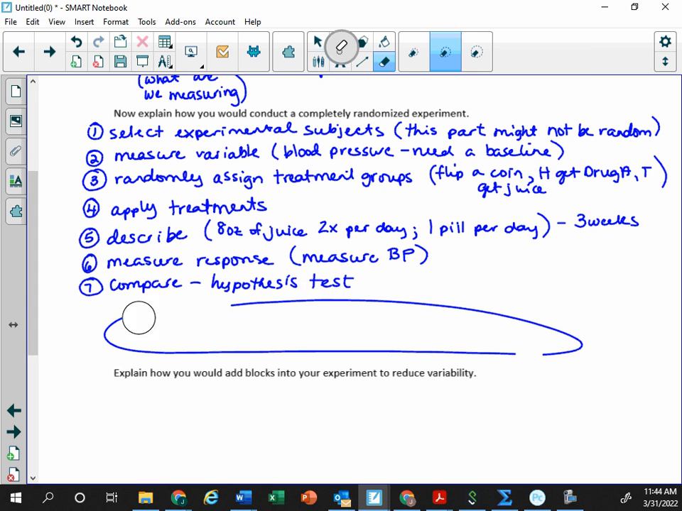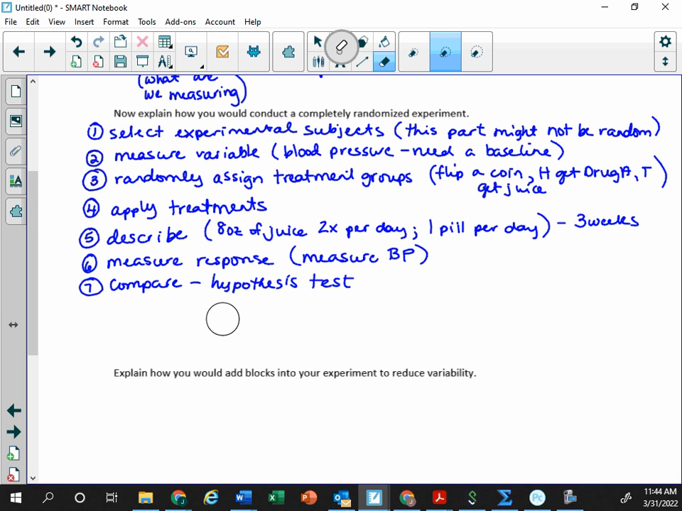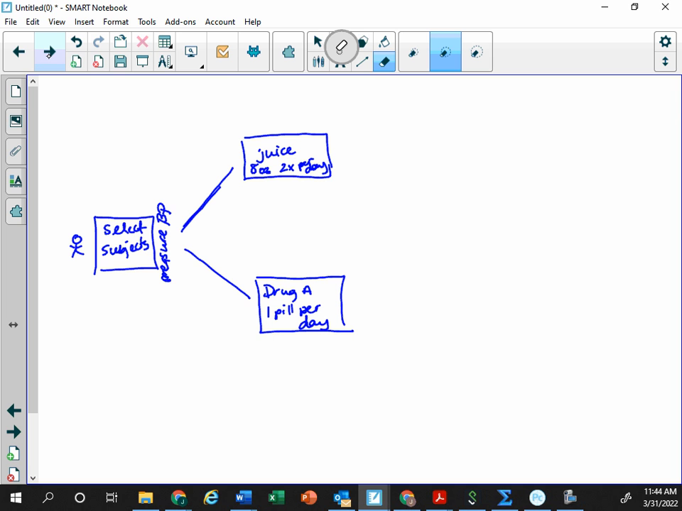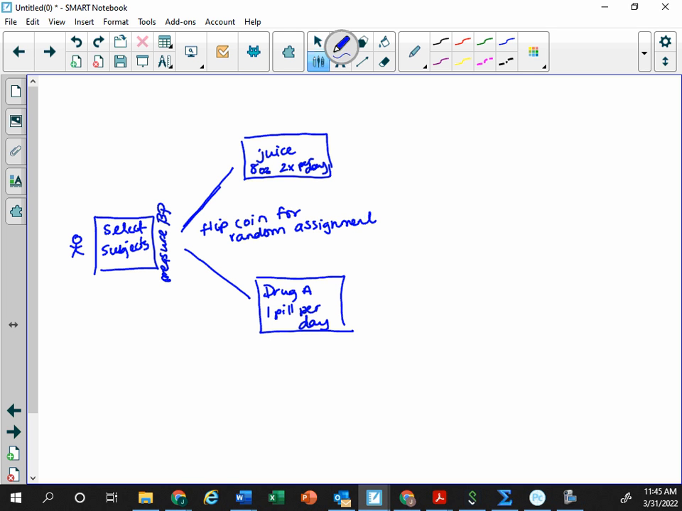Blocking will look different. Because with blocking, we'll put them into subsets for a reason from the beginning and then go through the experiment. Okay? I'll draw that one too. So I think we said tails. So flip coin or random assignment. This was heads, this was tails.